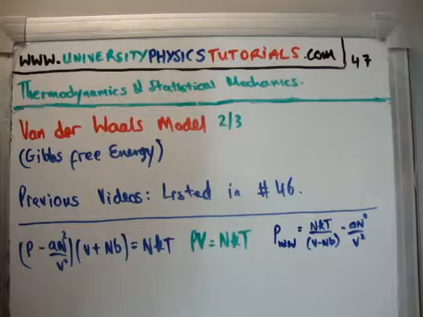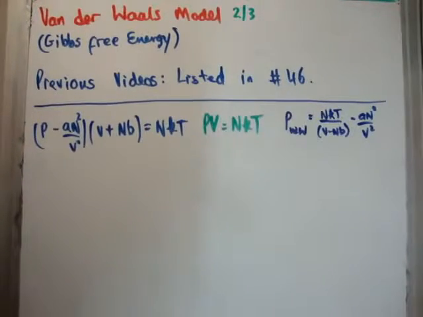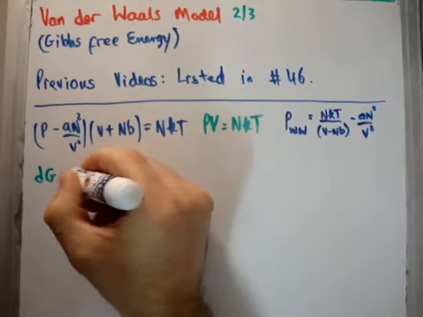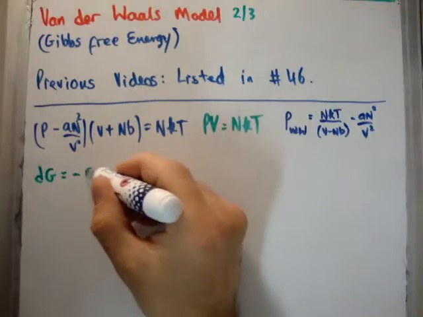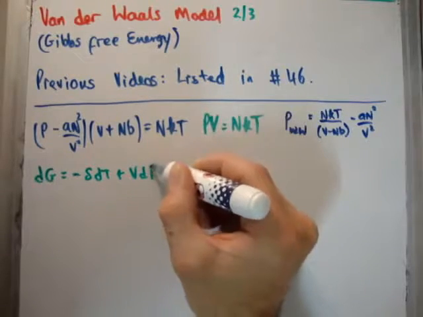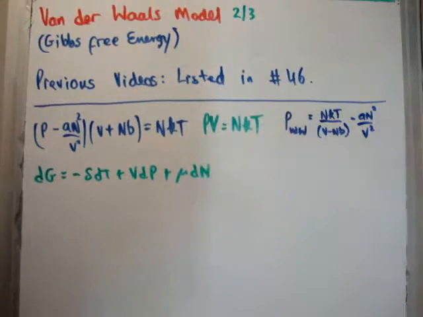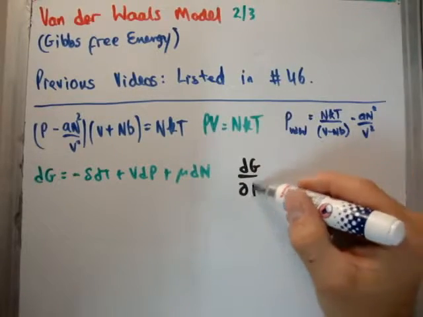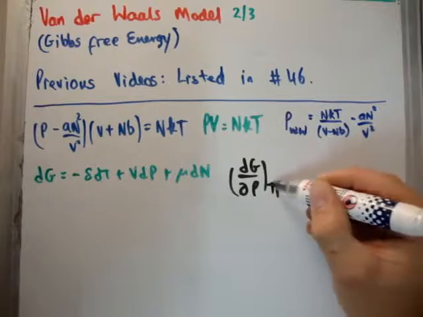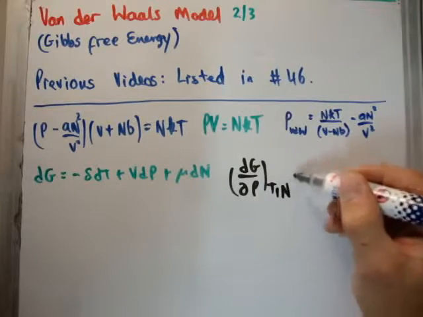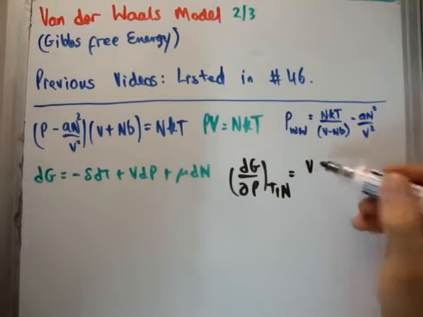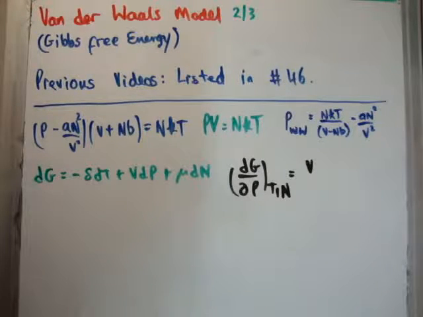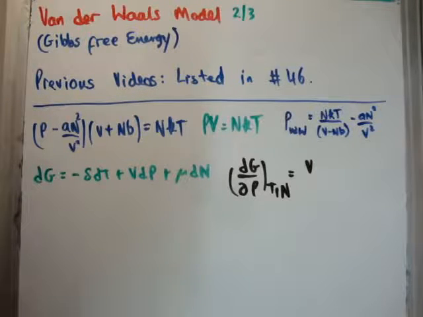So what we're trying to do is get the Gibbs free energy associated with this particular function. The thermodynamic identity associated with the Gibbs free energy is dG equals minus S dT plus V dP plus mu dN. Now if you look at this, if we fix the temperature and the number of particles, we get dG/dP at fixed T and N equals V. So that's the relationship between the Gibbs free energy and the pressure. That's exactly what we're going to do here. We're going to try and get dG/dP.